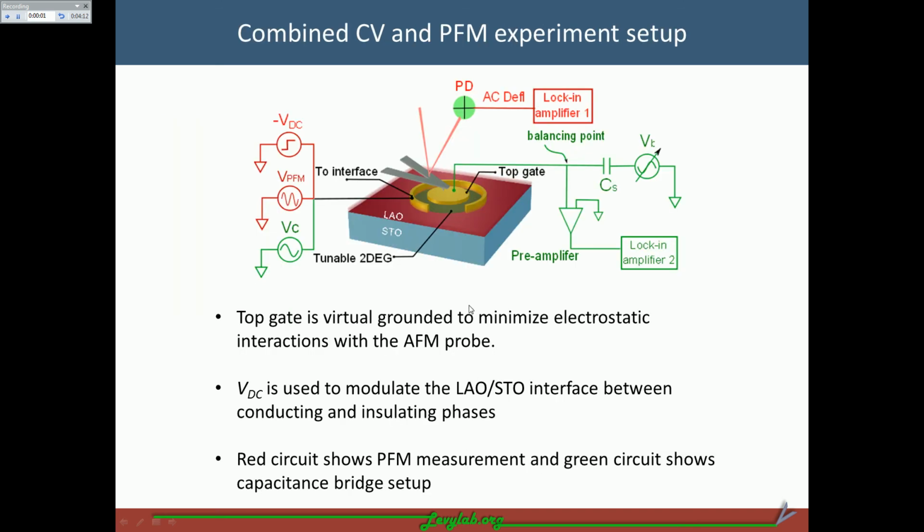And here is the setup for our combined capacitance and piezo response measurement. So for this device, the top gate is virtually grounded to eliminate this.